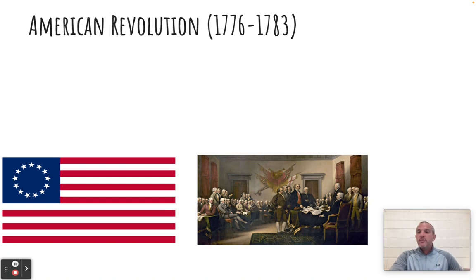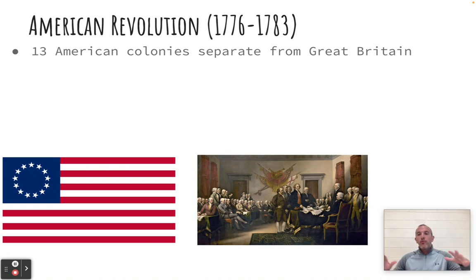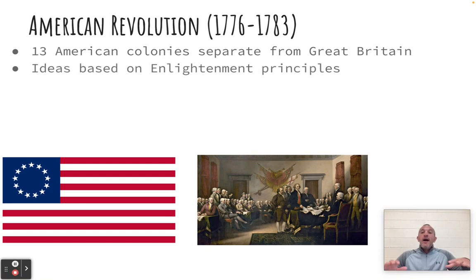For those that don't know, 1776 to 1783 are the years of the American Revolution. And hopefully you know that the 13 American colonies, all along the east coast of what is now the United States, separated from Great Britain. The ideas of this separation really come from the Enlightenment ideas, the John Locke's of the world, the Baron de Montesquieu's of the world, Rousseau, Voltaire.